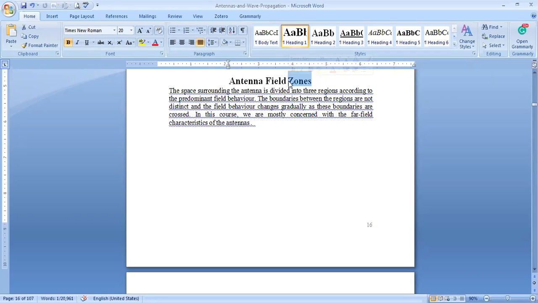Here, antenna field zones means the zone up to the area where electromagnetic radiation occurs. That antenna field zones are organized into three types: a near field, a far field, and the induction field. The space surrounding the antenna is divided into three regions. The boundaries between the regions are not distinct and the field behavior changes gradually as these boundaries are crossed. Okay, leave that.